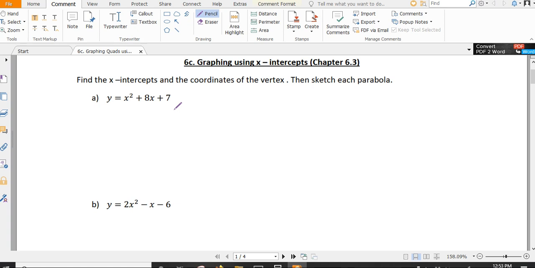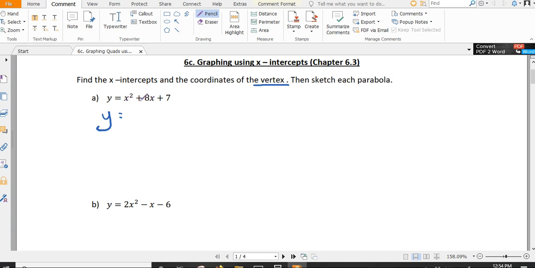Now, two lessons ago we talked about finding coordinates of the vertex, where we completed the square. That is a skill you are expected to know. In fact, let me quickly go through this in order to find the coordinates of the vertex.